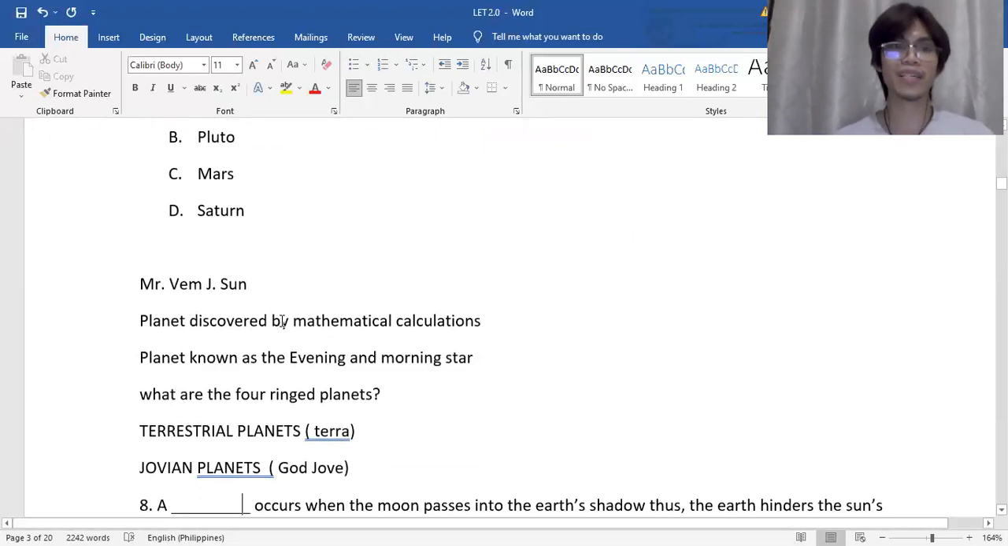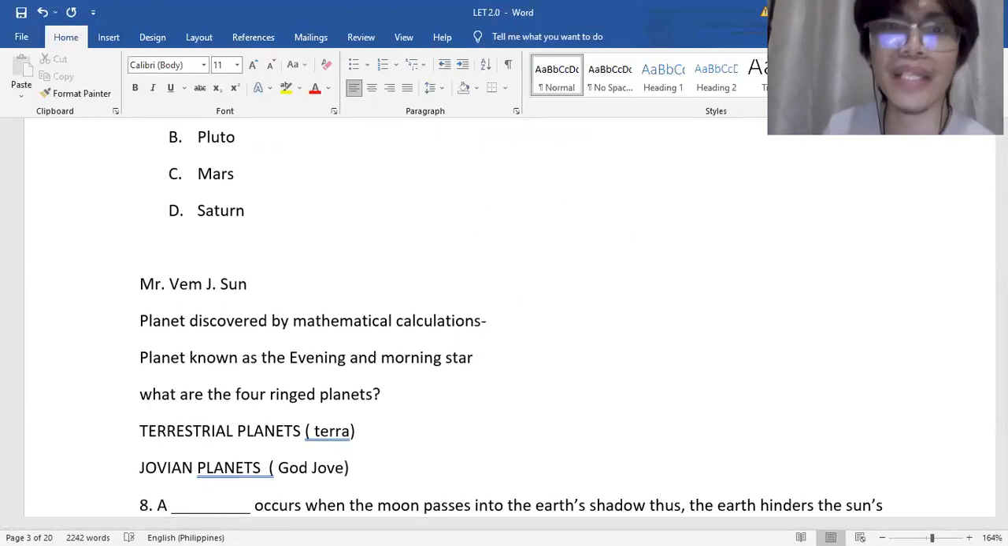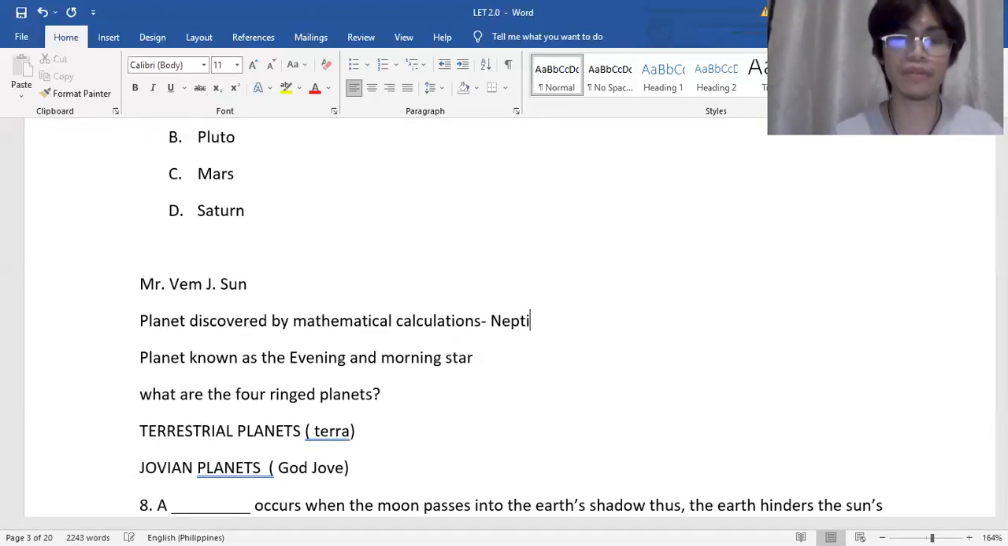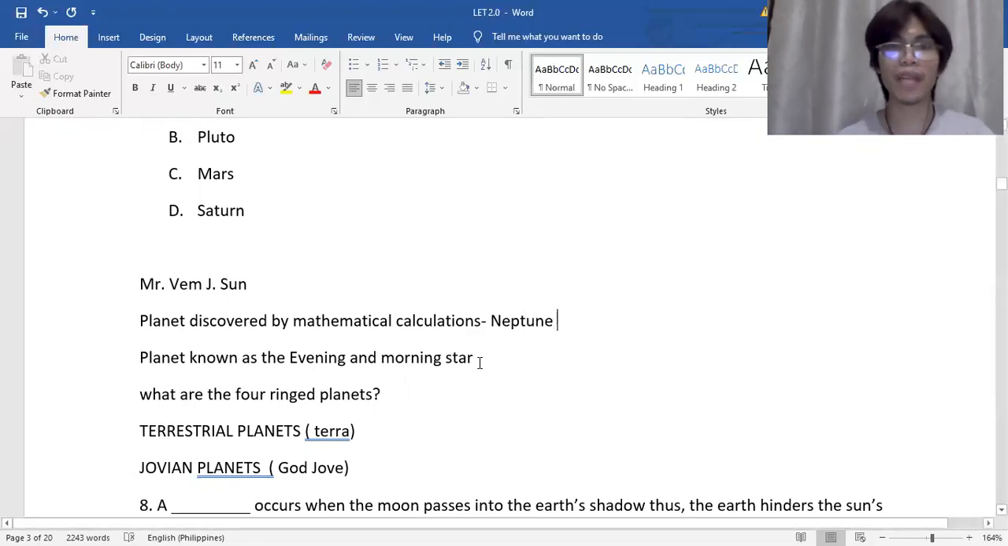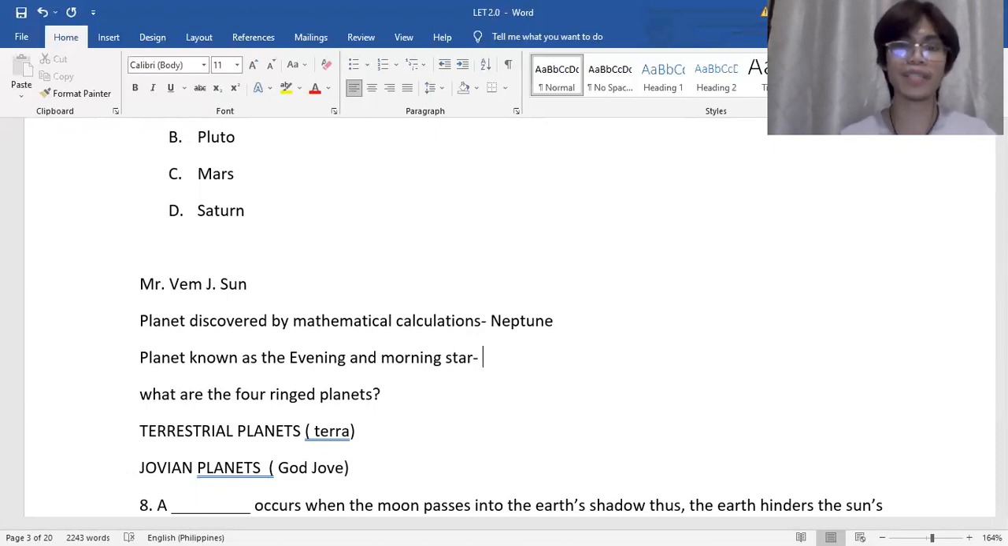Planet discovered by mathematical calculations. What is this? This is Neptune. All right. So planet known as the evening and morning star. Correct, that's Venus, basic.